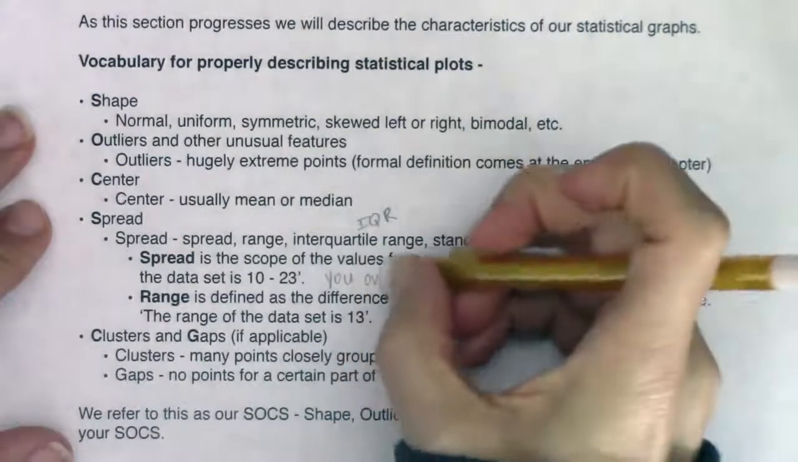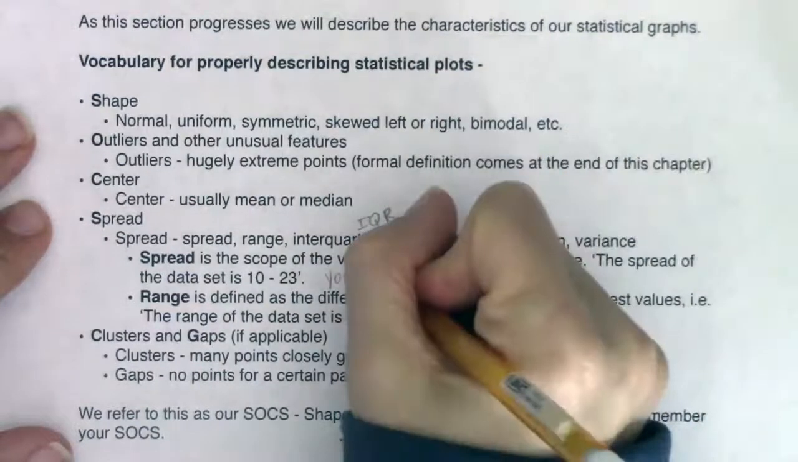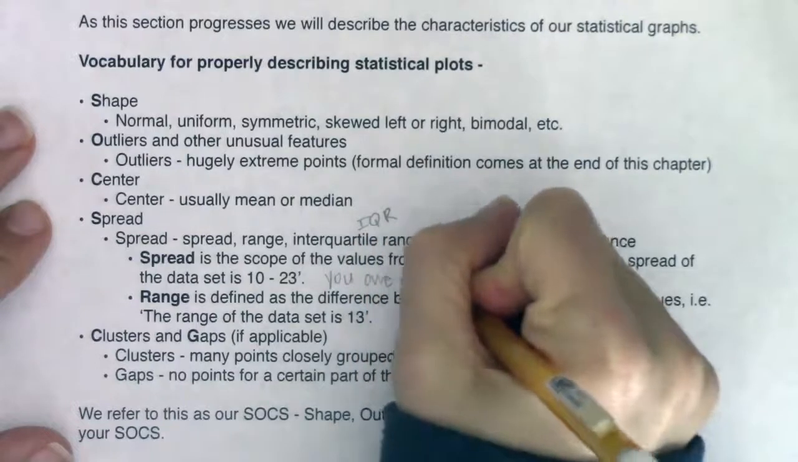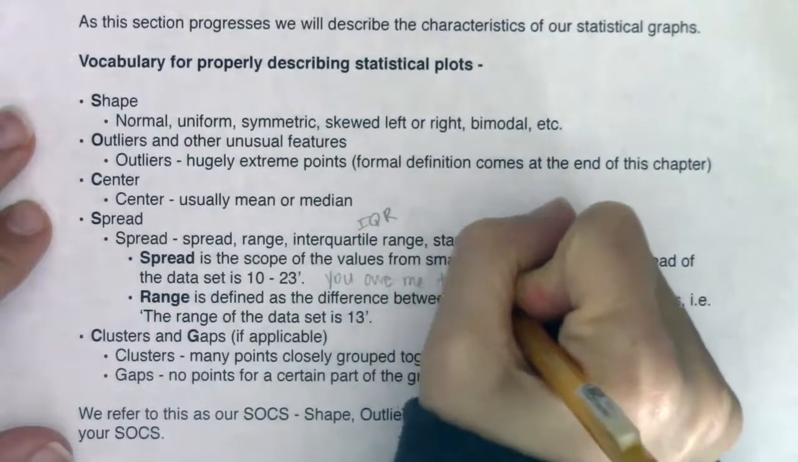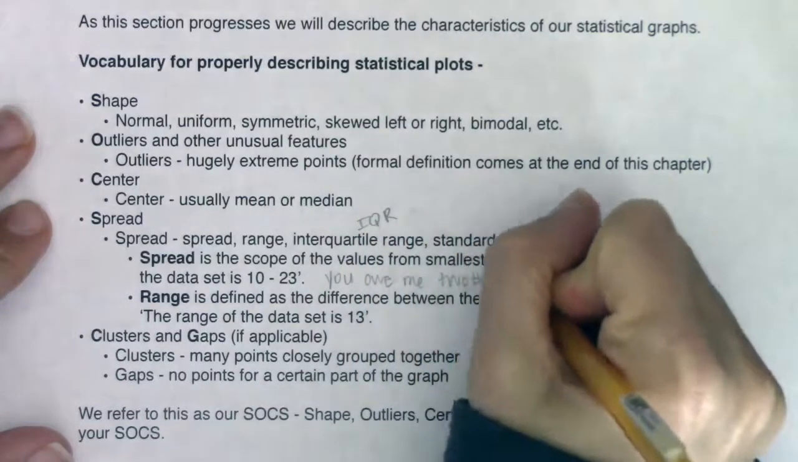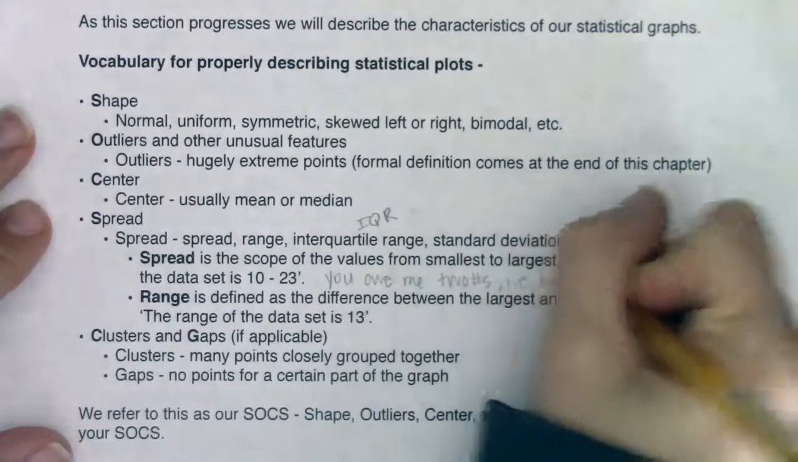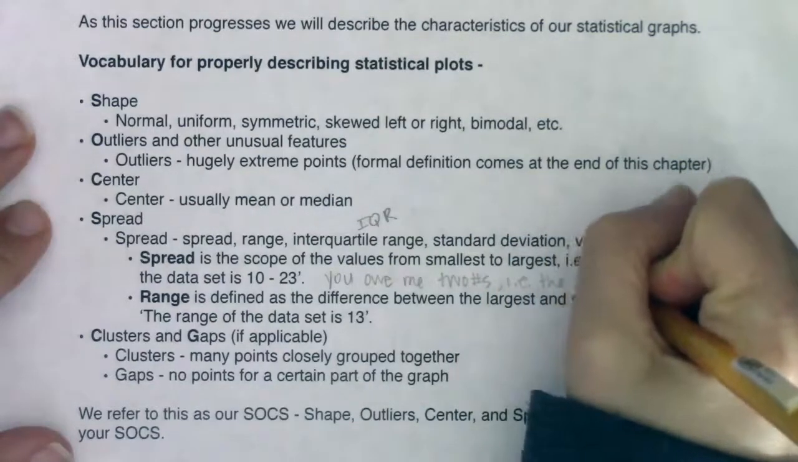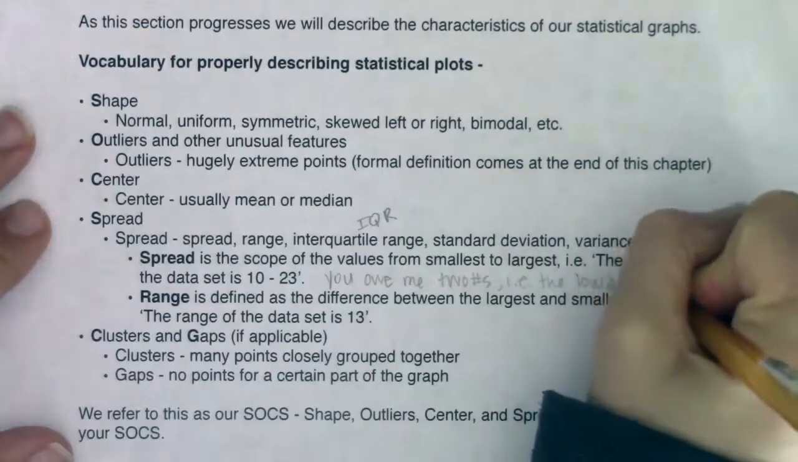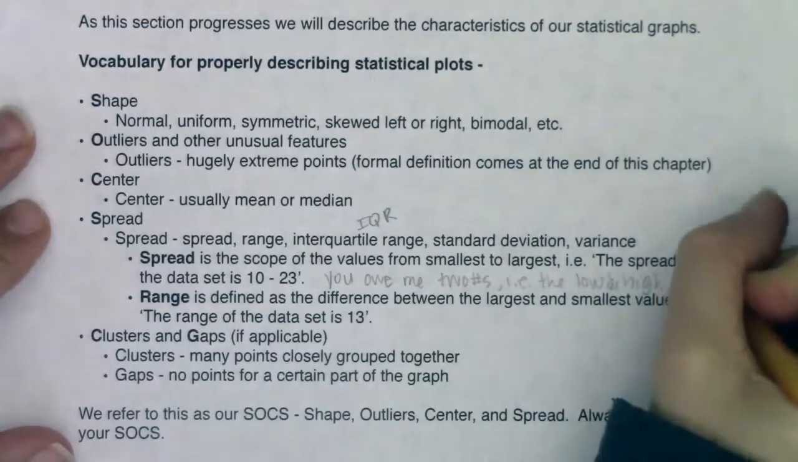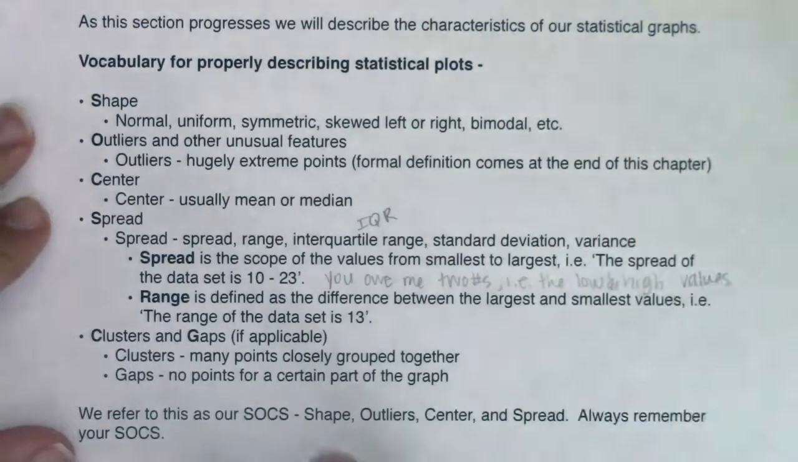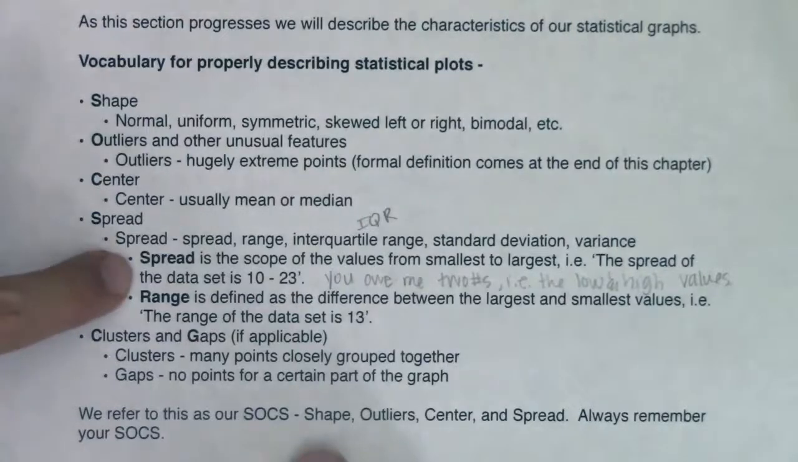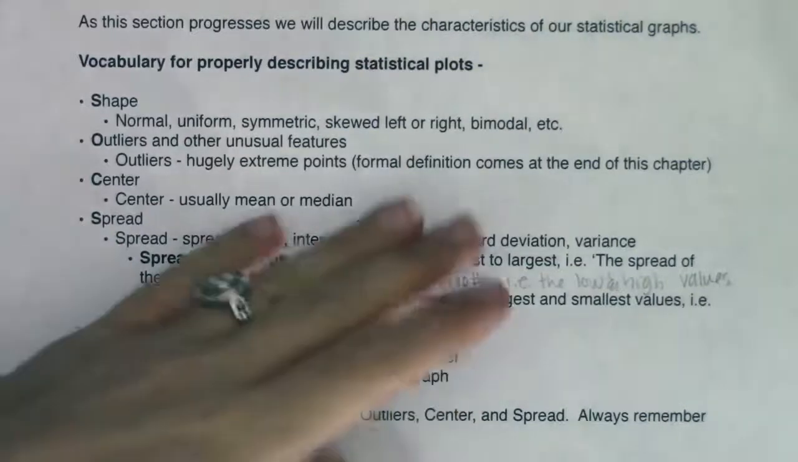You owe me two numbers, i.e., the low and high. And that spread, those two numbers, if you give those to me, you've accomplished your sentence for the measure of spread. That's great. Two numbers is fine.